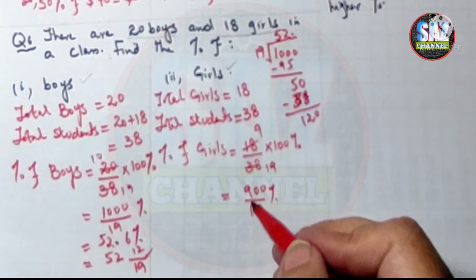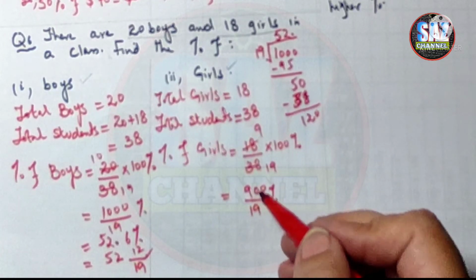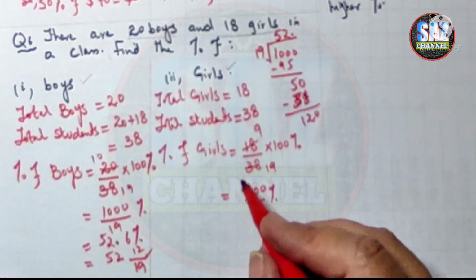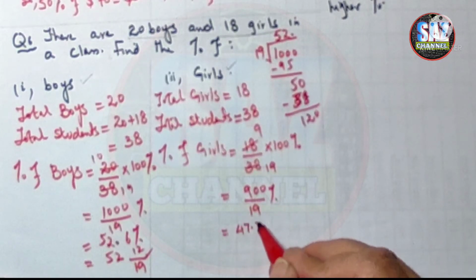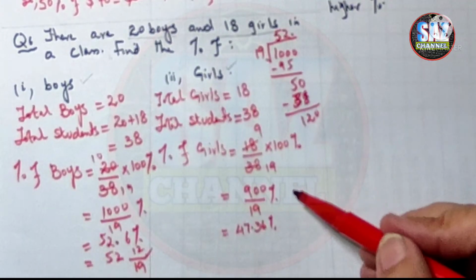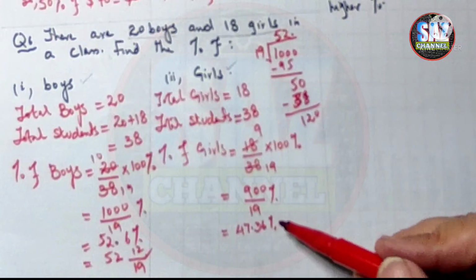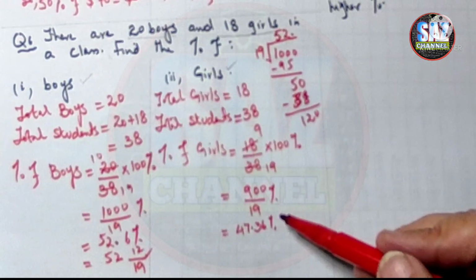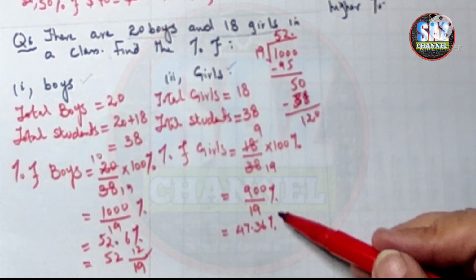and 900 divided by 19, this will give me 47.36%, or we can show the working over here as well. We can divide this number by 19 to get the answer as well. And if I'm checking, I'm adding this 47 to 52.6, are we getting 100%?